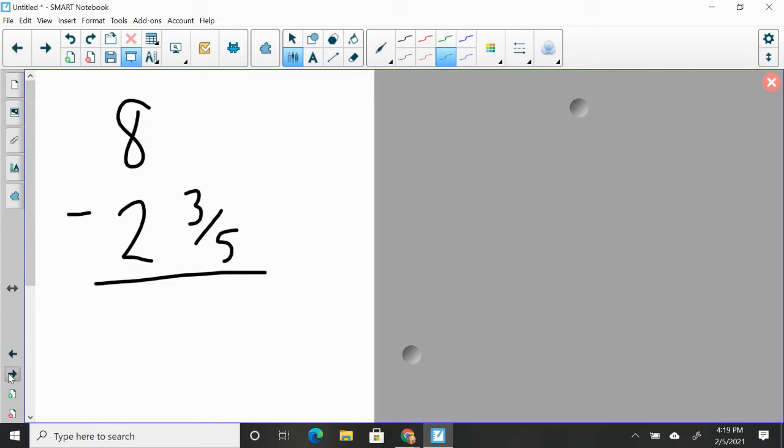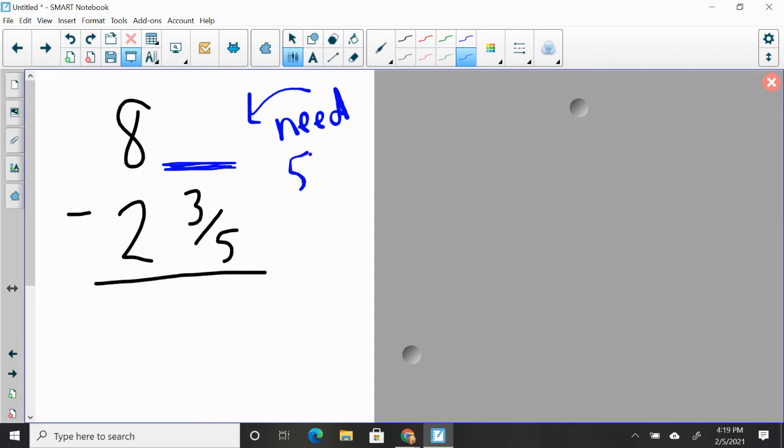This is a subtraction problem, and this one has a whole number, and we are taking away a mixed number from that. So this is 8 minus 2 and 3/5. So what we have here is we cannot take away 3/5 if I don't have any fifths to take away from. And so I need more fifths in that spot. I need to get some fifths from somewhere.